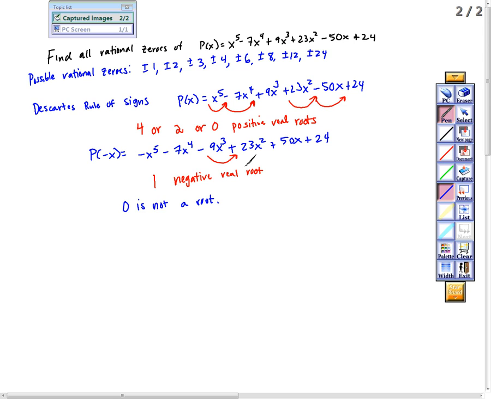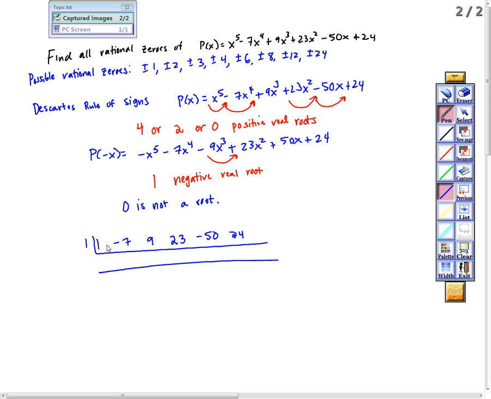So let's just try one. Just going to guess. I think I'll just start with positive 1. It's always a good place to start. Remember, when you're doing synthetic division, you make sure that you have every power accounted for. 5, 4, 3, 2, 1, 0. That's okay. They're all in the right order, and I have a term for every power. So I'm going to take the coefficients: 1, negative 7, positive 9, positive 23, negative 50, and positive 24. And then I'm going to divide by positive 1. That means the factor is x minus 1 because the zero is 1.